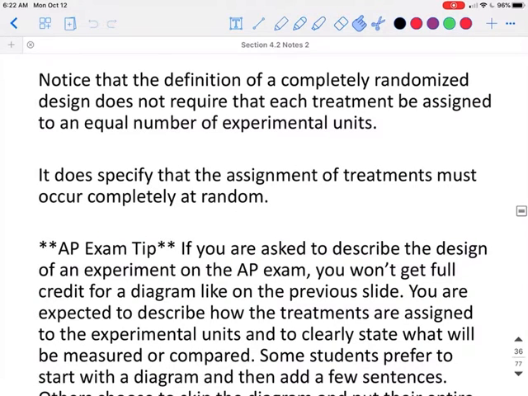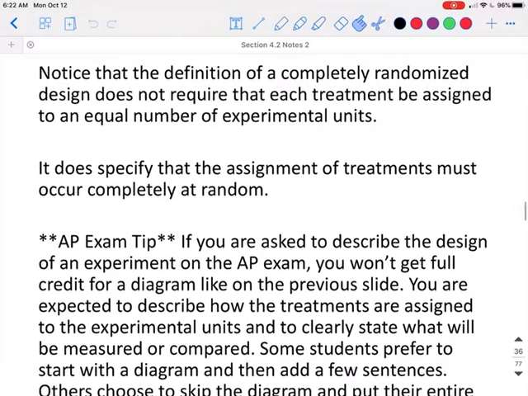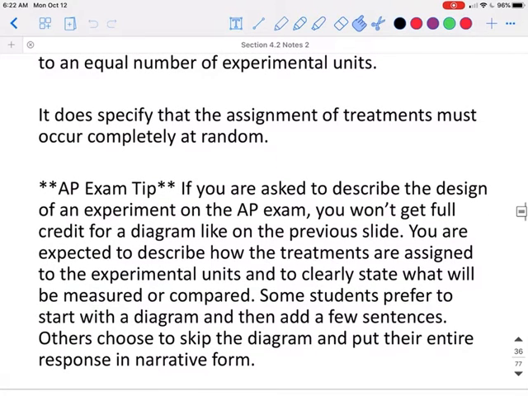Notice the definition of a completely randomized design does not require that each treatment be assigned to an equal number of experimental units. It does specify that the assignment of the treatments must occur completely at random.